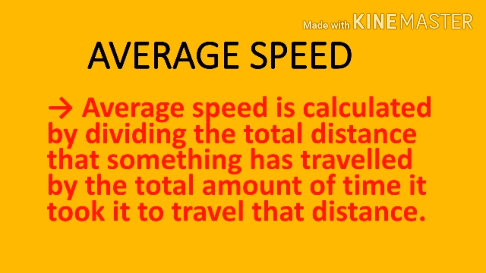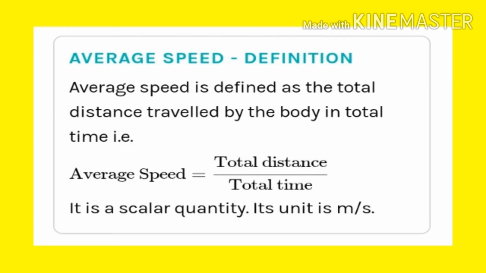Now we will say it in short: average speed is distance upon time. It is a scalar quantity and the SI unit of average speed is meter per second.